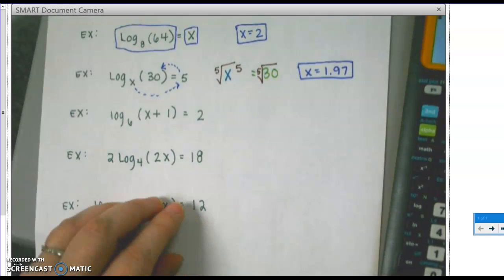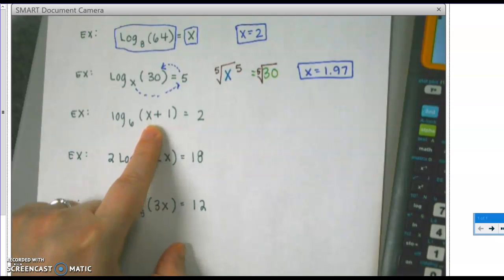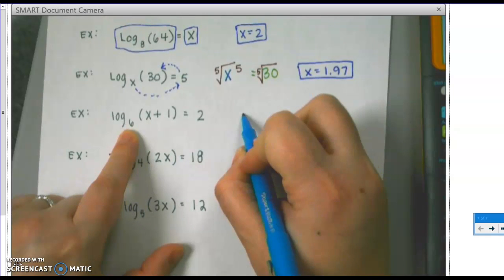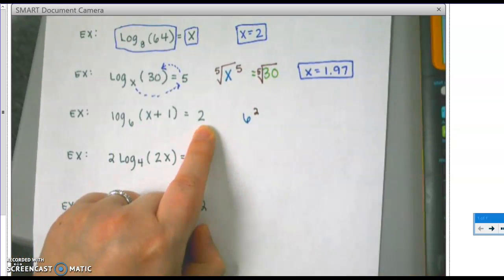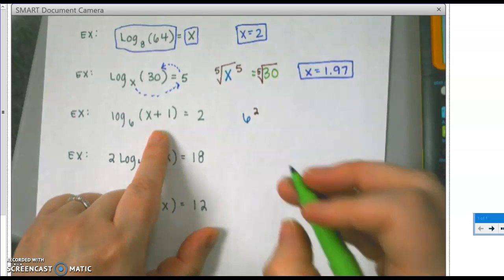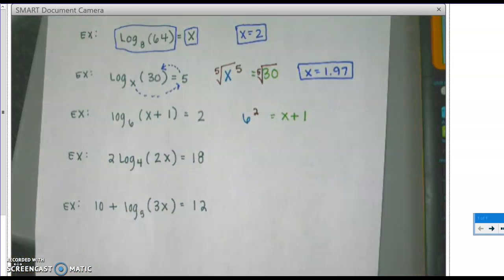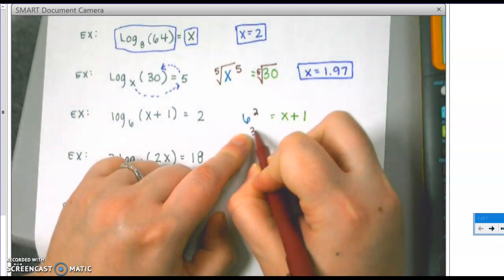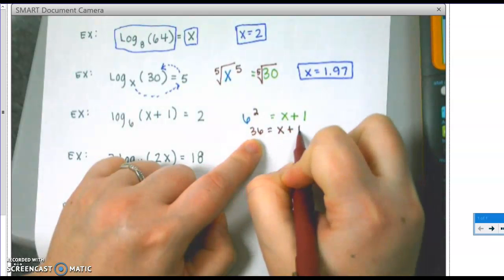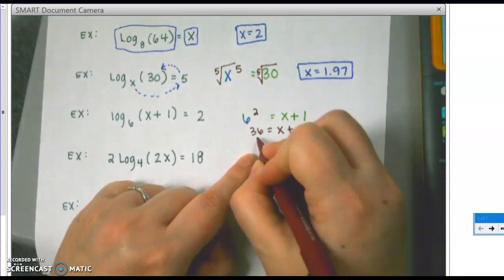All right, next example. I am going to have to convert it to a log or to exponential because x is inside the log. So my base is 6. My new exponent is 2. And this is going to equal x plus 1. All right, so I'm just going to finish working this out. 6 squared is 36. So 36 is equal to x plus 1. I just have to subtract 1 on both sides.